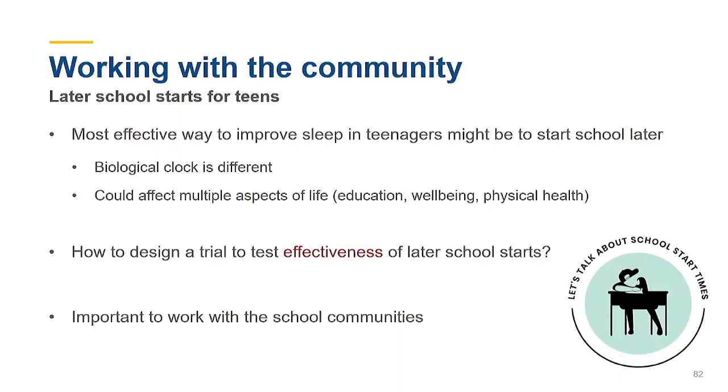Another trial that we're planning at the moment, which also requires careful consideration of the community, is our trial of later school starts for senior high school students. Allowing older teenagers to start school later may be the most effective way to improve sleep at an important age where their biological clock may be different to everyone else's. And improved sleep at this age could positively affect multiple aspects of life. But to design a trial to change the time that school starts means that we have to work closely with the school communities without losing sight of our research question.